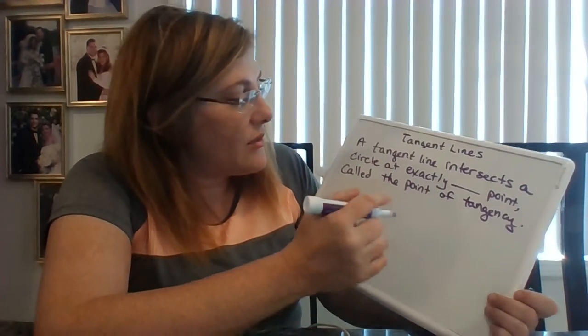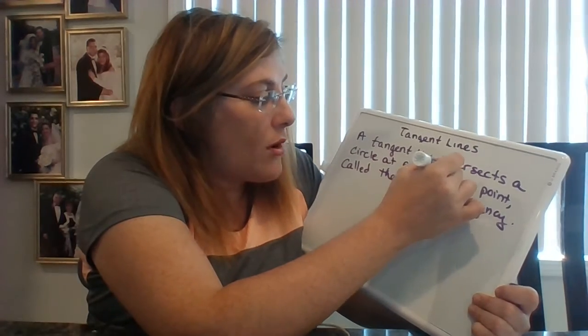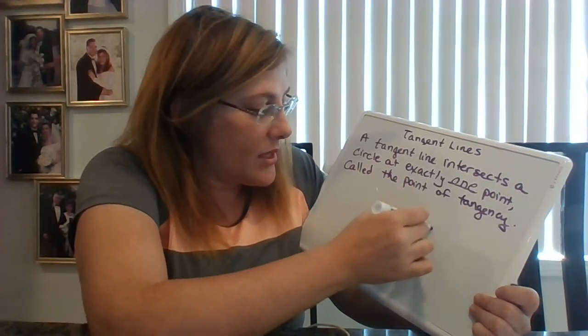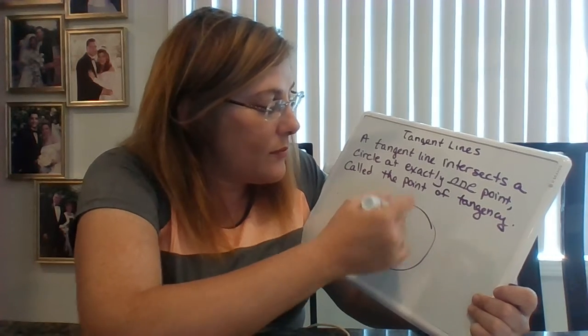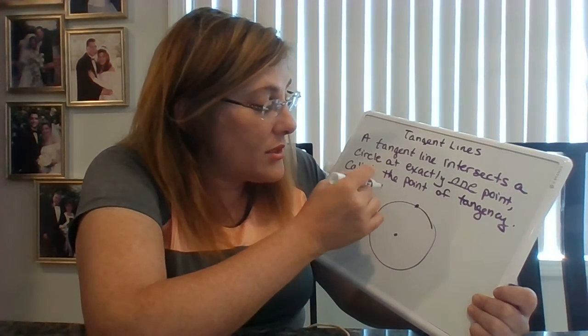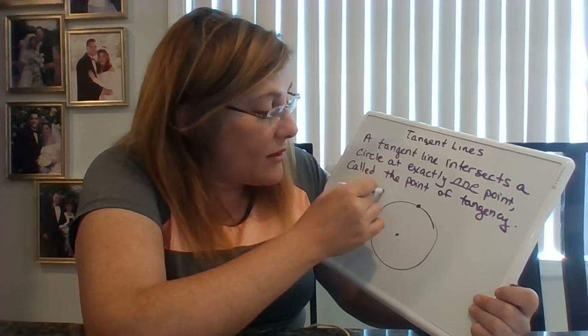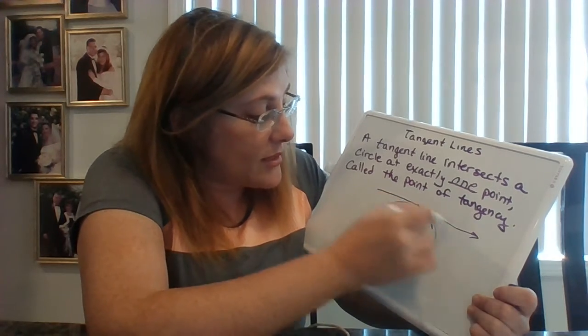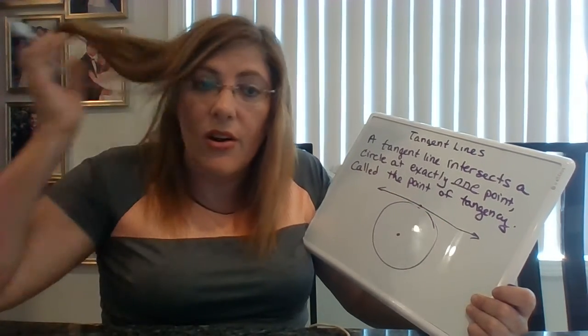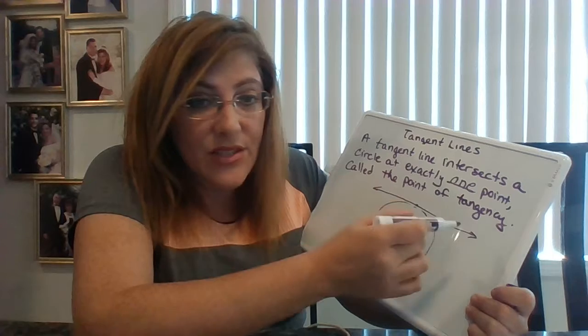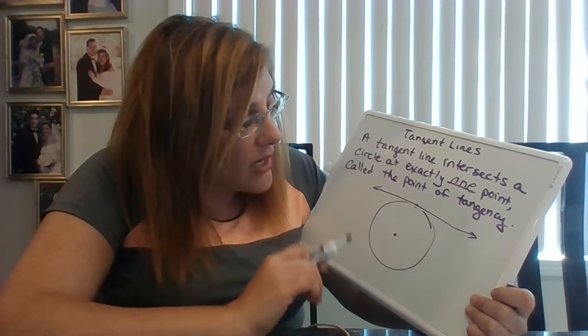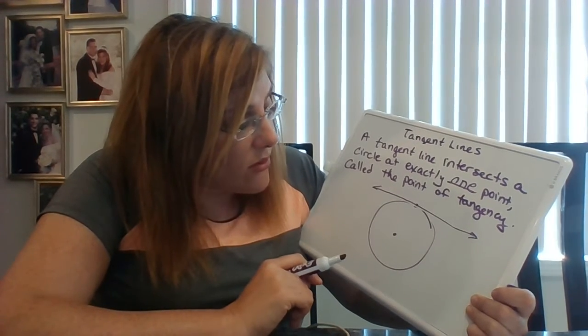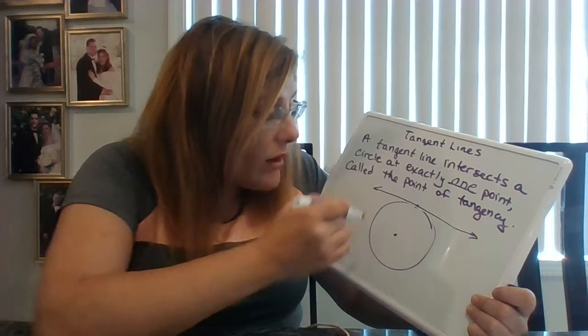A tangent line intersects a circle at exactly one point, called the point of tangency. So if this is a circle, this is a point of tangency. If you have a line that intersects that circle at exactly one point, no matter how far the line extends in each direction, then it's called a tangent line.